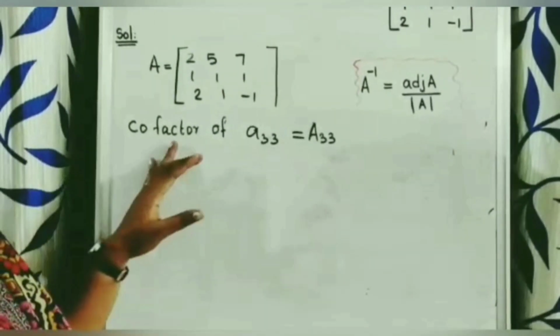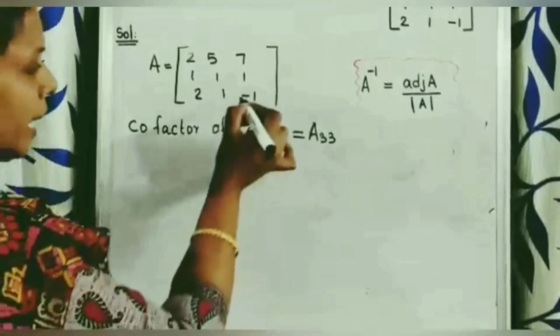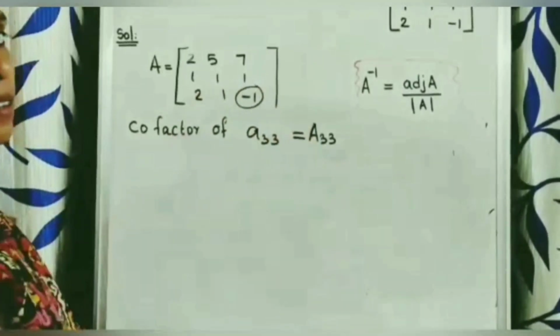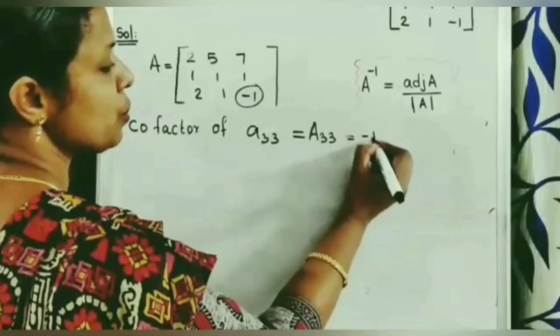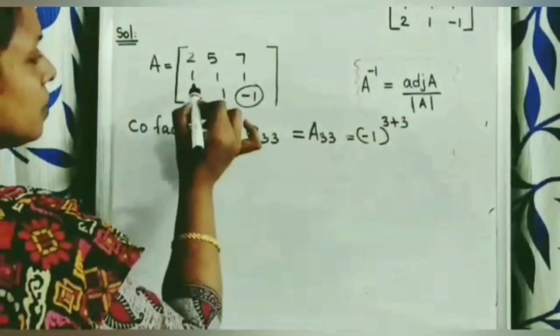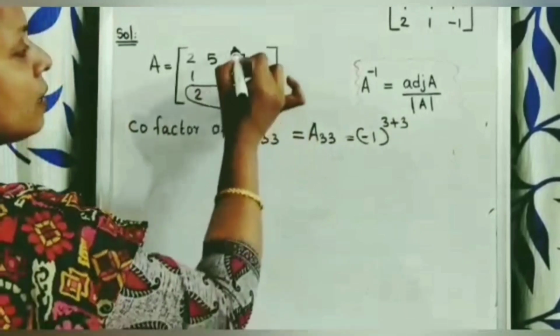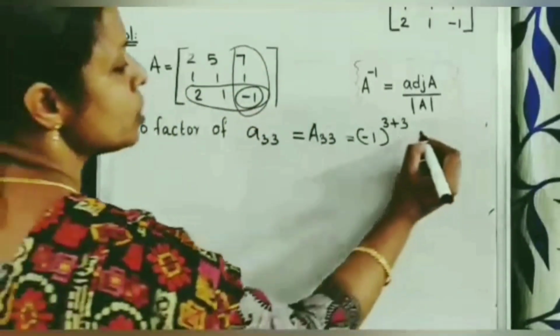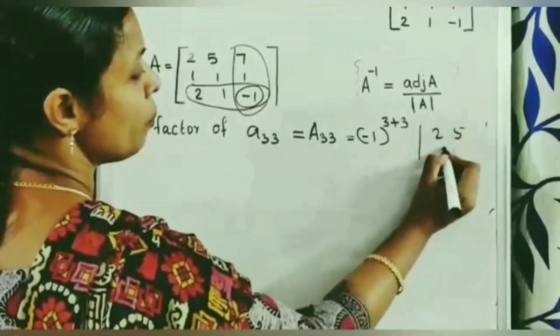Next we find cofactor of A33. Here A33 is negative 1. We denote it as capital A33. That is equal to negative 1 whole raised to 3 plus 3. Now we eliminate third row and third column. Remaining elements are 2, 5, 1, 1. Determinant 2, 5, 1, 1.